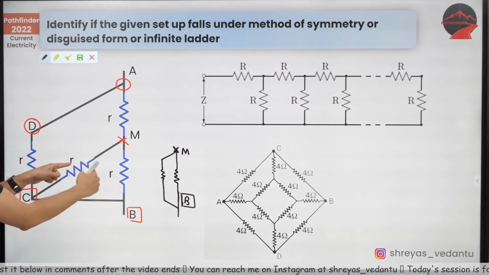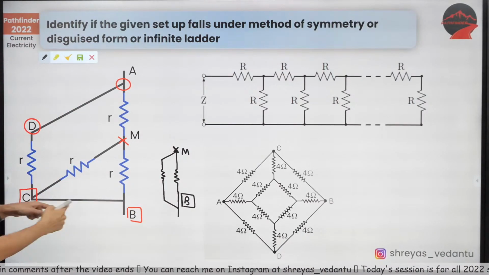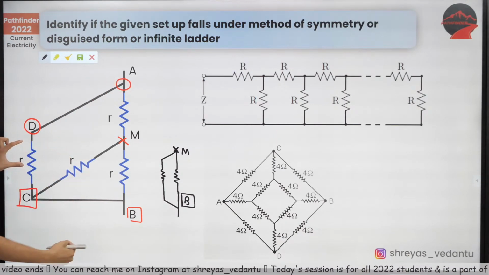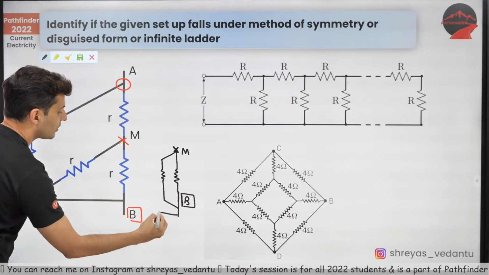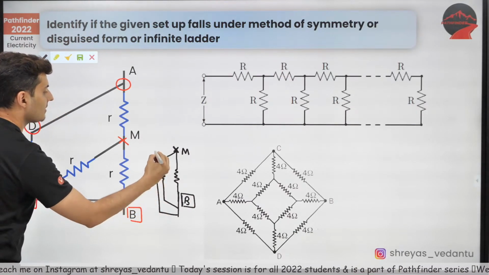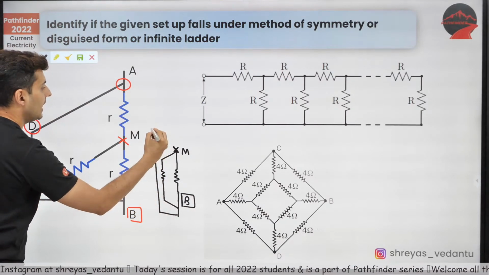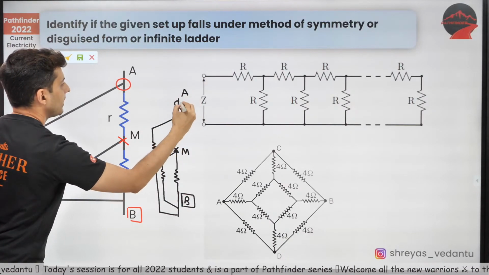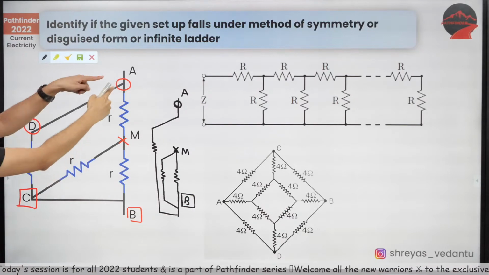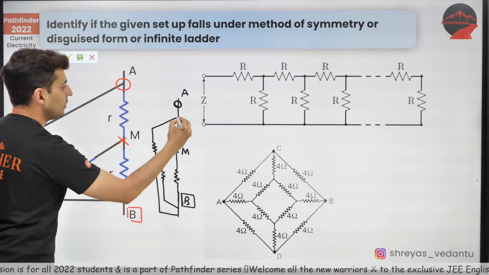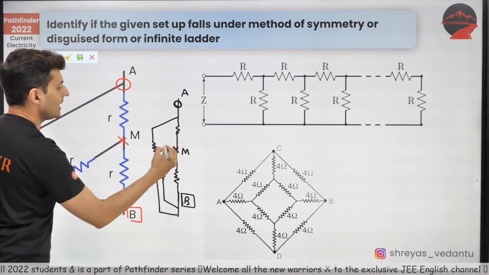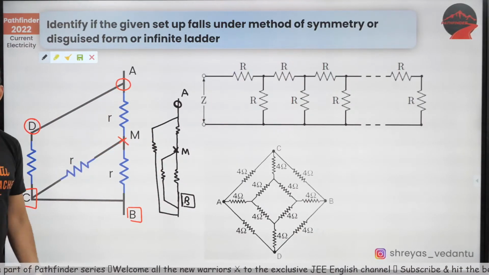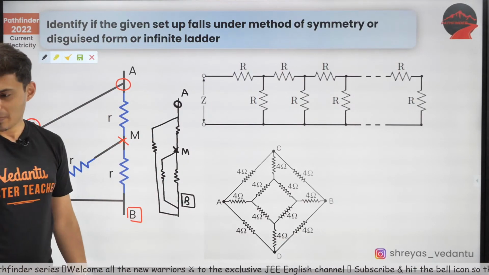Okay, so both these resistances are done. One more resistance is there, but that resistance goes and meets at A. So I will draw one more resistance like this, and that goes and meets at A. And between A and M, there is one more resistor. That's it. Now this is the equivalent circuit of this one.